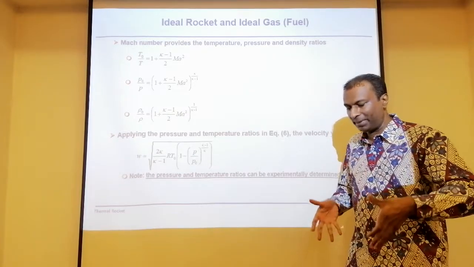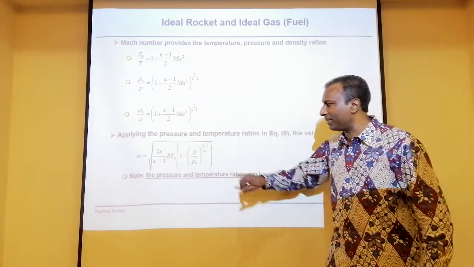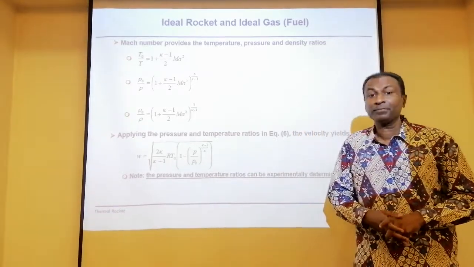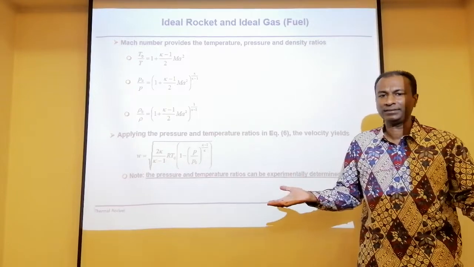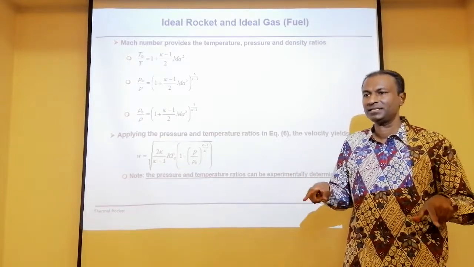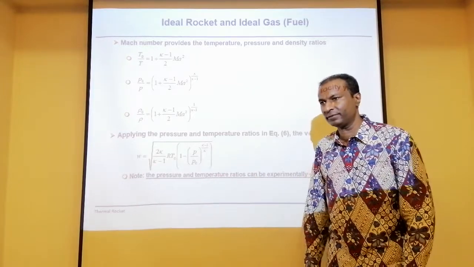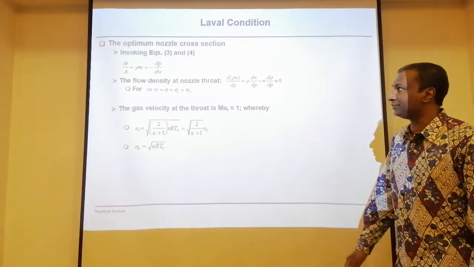So the best solution is to measure the actual pressure and the actual temperature, and since you know what fuel you are going to use, technically speaking, you are done. It's much easier to measure the temperature than the velocity itself. Alright, go on. Optimum nozzle cross section.